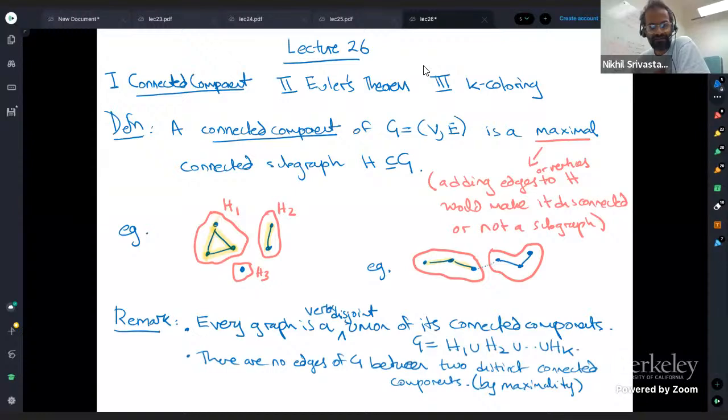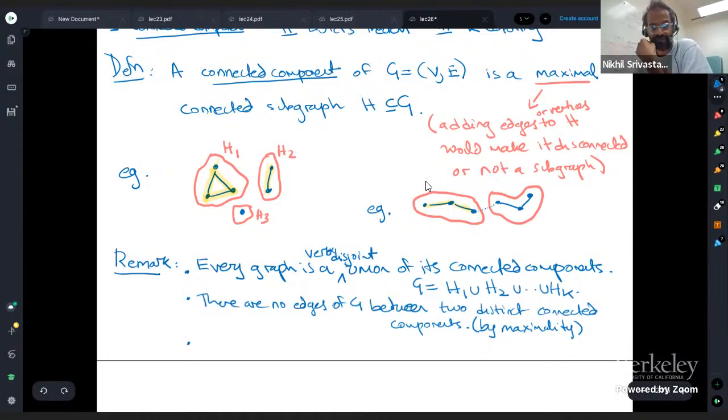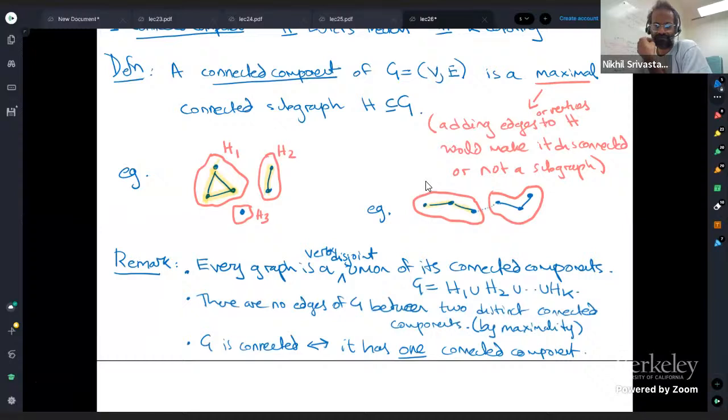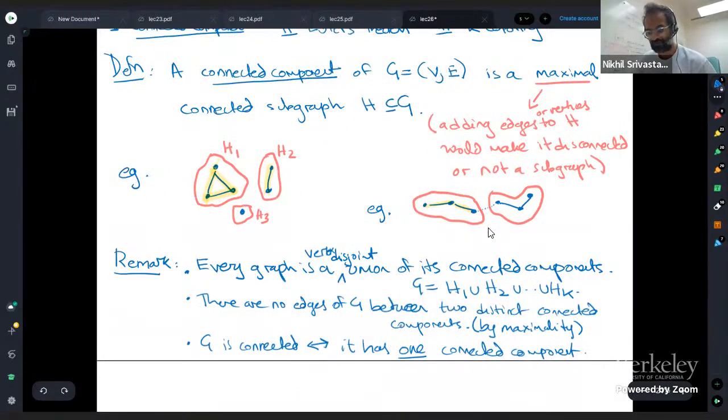And by the way, if a graph is connected, how many connected components does it have? Anyone? It should only have one. Yeah, exactly. So G is connected if and only if it has one connected component. This is not so hard to see. If it has one connected component, then well, it's connected. But if it has two connected components, then there's no path between vertices in one and vertices in the other one, so it's disconnected. So it's an if and only if. It's not a complicated concept. But any questions about these remarks or the definition?